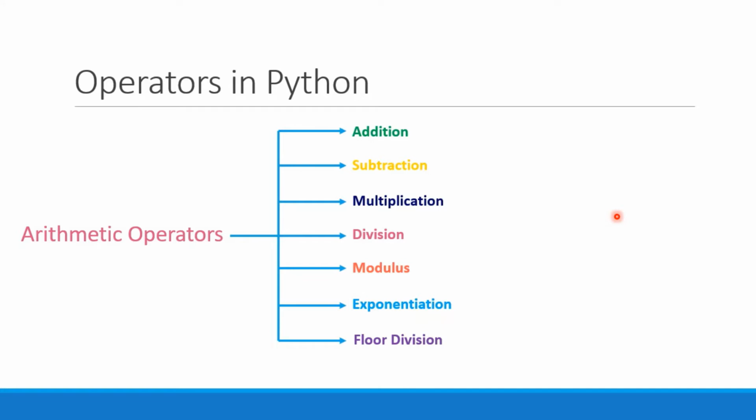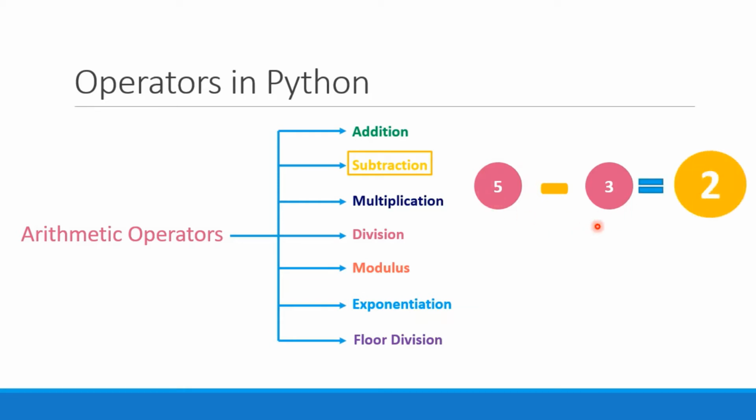Similarly, we have a subtraction operator. If we want to subtract one value from another value, then we can use this subtraction operator. For example, I have a value as 5 and I have another value which is 3, and I want to subtract 3 from 5, then I can use this minus symbol. Whenever you apply this symbol, Python will subtract two values or three values. There is no limit to values. You can use as many values as you want. So it will subtract 3 from 5 and give us the answer like this, which is 2.